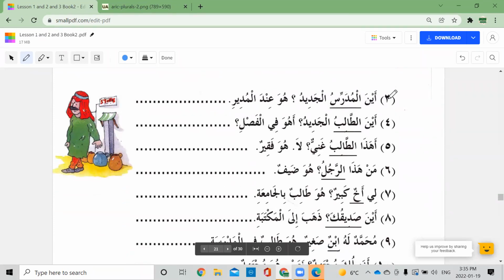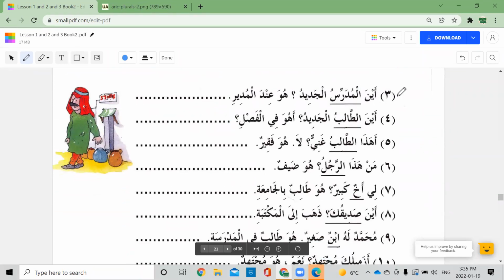All right, Sister Rashmi, last one, number 3. Ainal mudarrisul jadidu? Where is the new teacher? Huwa indal mudiri. He is with the headmaster.